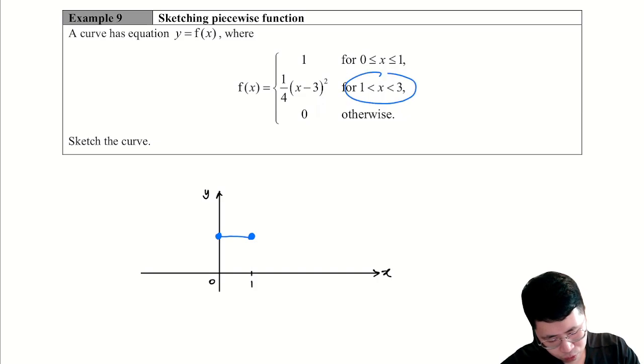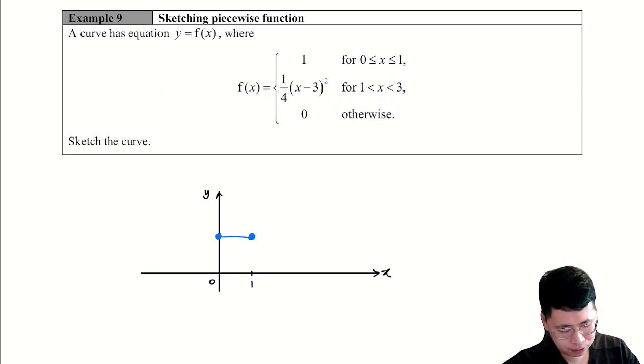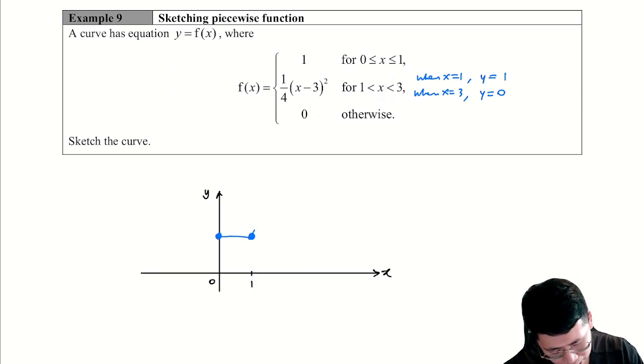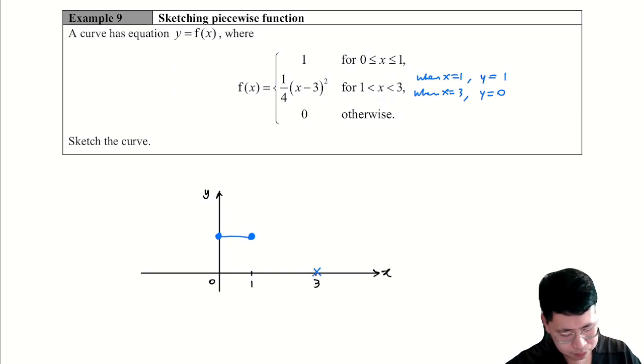Then for 1 to 3, I'm going to sketch this graph. When x equals 1, putting the 1 in here, we will get y equals 1 also. Then when x equals 3, putting in the 3 here, y equals 0. So I will have this point and I will have this point at 3 over there.